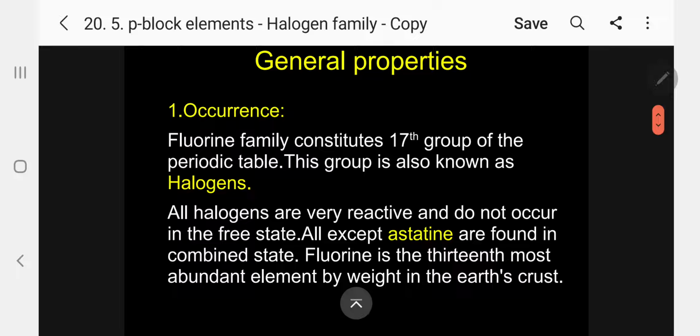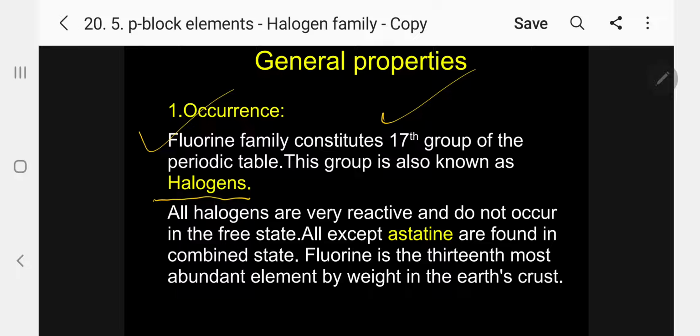First, occurrence. The fluorine family constitutes the 17th group of the periodic table according to the long form of the periodic table. We have discussed the various periodic tables already under the periodic classification of elements: the Mendeleev periodic table, the long form, the modern periodic table. In the long form there are totally 18 groups and 7 periods. This group is also known as the halogens.